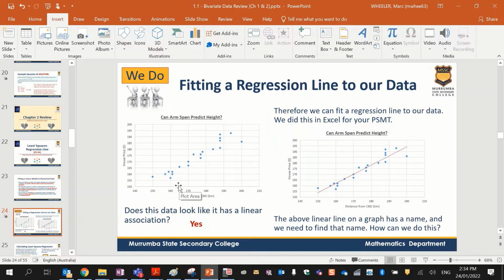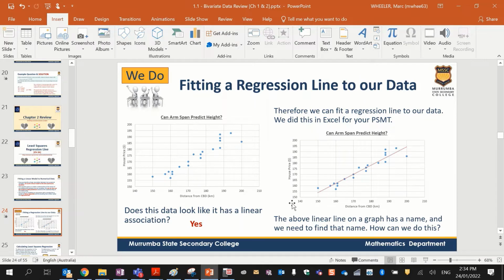Here we look at that, and I think it's clear that we could put a line through this because it looks like it has quite a strong correlation. So does it look like there's an association? Yes. Therefore we can fit a regression line to our data. We did this in Excel for your PSMT, and you can see it there. However, the above line actually has a name.